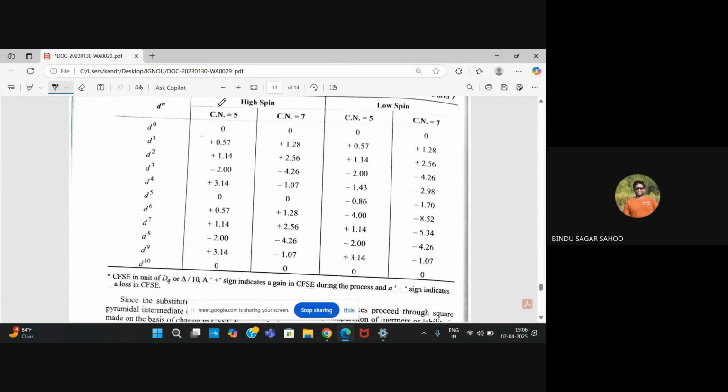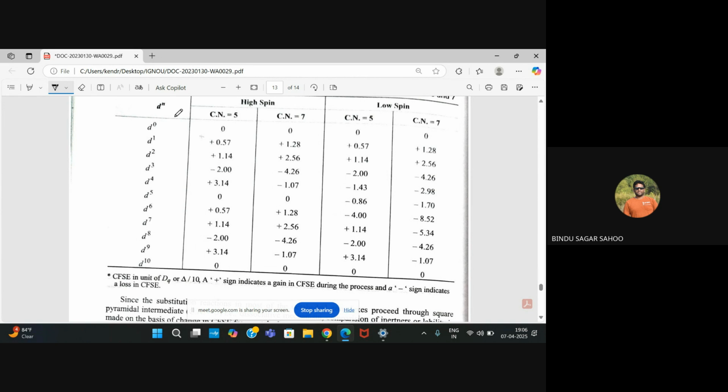So you need to remember at least these two tables: coordination number 5 high spin, and coordination number 5 low spin. These two tables are much more important compared to the other two, because most of the problems and numerical questions will ask from coordination number 5, since most octahedral substitution reactions pass through a dissociative mechanism.